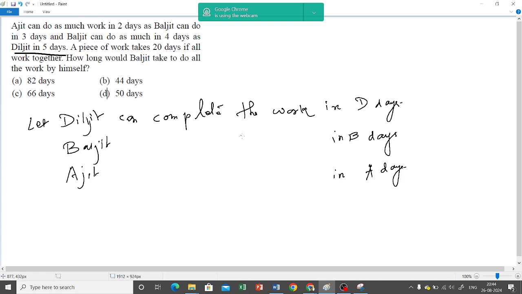Ajit in A days. So I found out, I took each of their capability of completing work as A, B, D days. Now it is given that Baljit can do as much in 4 days as Diljit in 5 days.